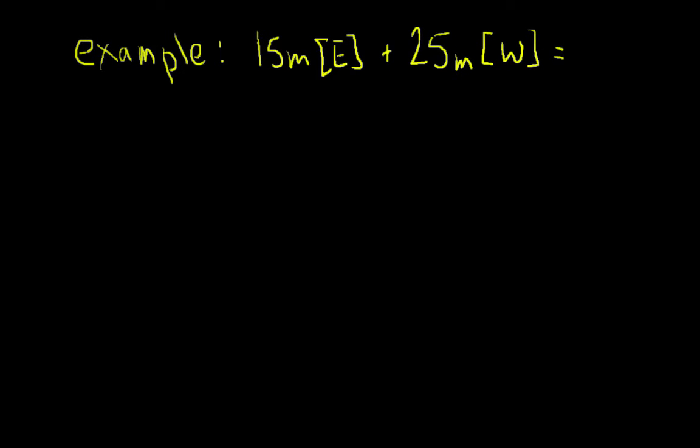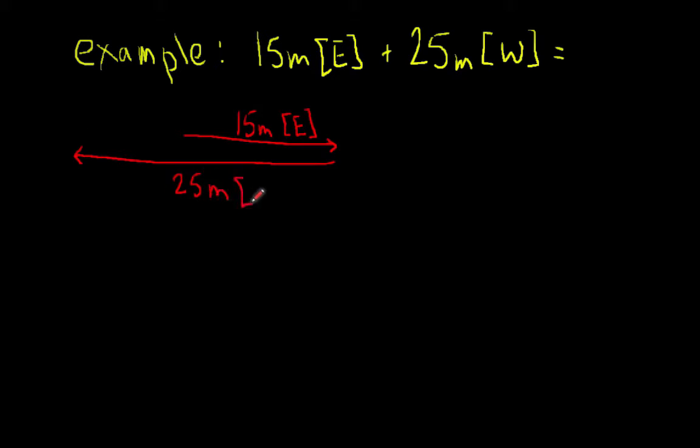So for example, 15 meters east plus 25 meters to the west. We draw the 15-meter arrow pointing in an east direction, and then from its tip, we draw the 25-meter arrow to the west, and it's longer to show that 25 is longer than 15. The answer goes from the tail of the 15 to the tip of the 25, and just by eyeballing it, we can see that it's 10 meters to the west.